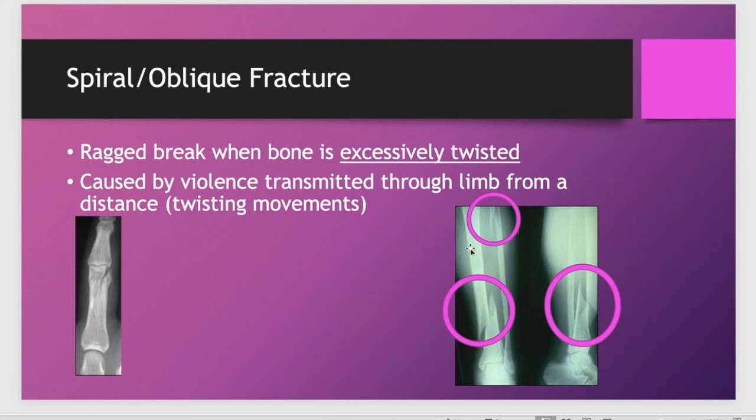You can see here we have the tibia and the fibula. The tibia is fractured here. The fibula is fractured up here. And again, you can see that here. So if it's on an angle, essentially it's going to be a spiral or oblique fracture.